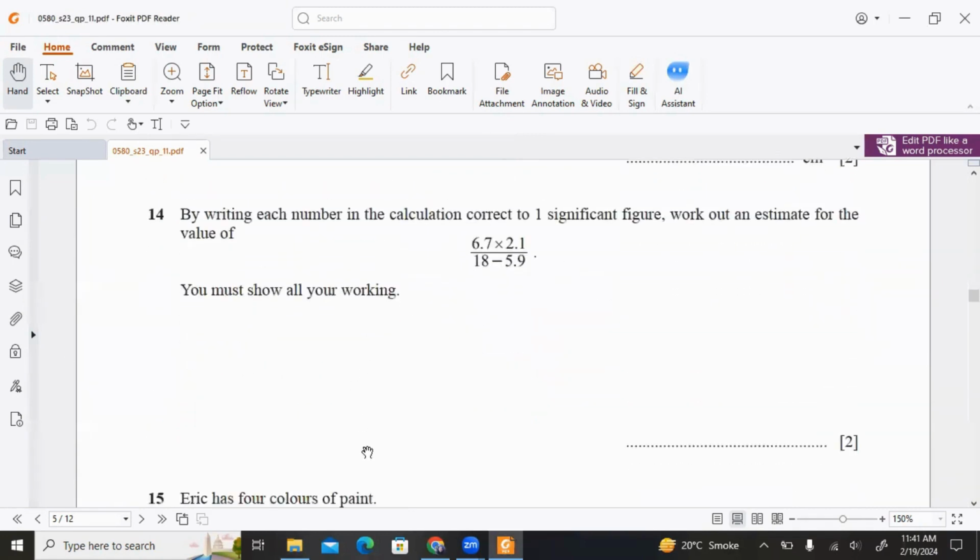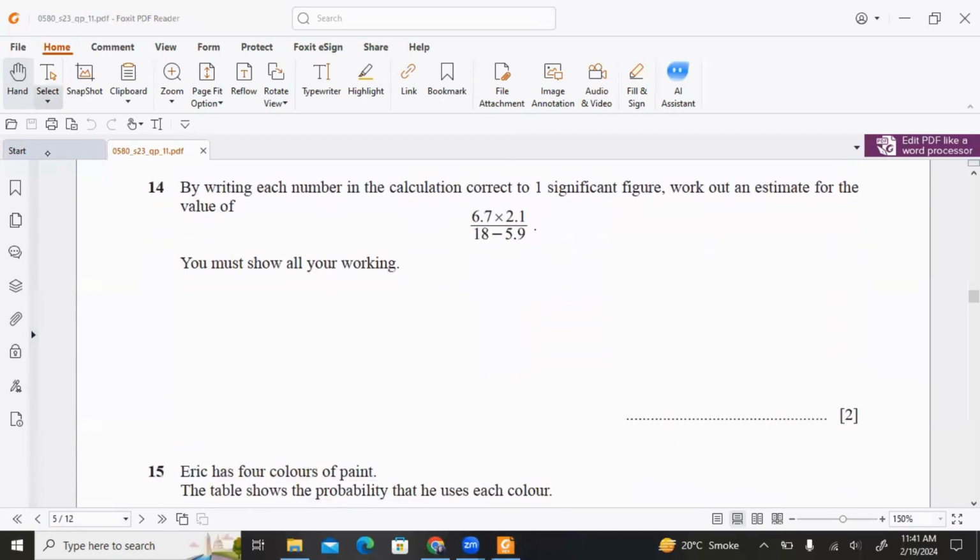Then if we go on to 14, it says by writing each number in the calculation correct to one significant figure, work out an estimate for the value of this. So 6.7 can be rounded to 7. 2.1 can be rounded to 2. 18 can be rounded to 20. And 5.9 can be rounded to 6. All of these are correct to one significant figure now.